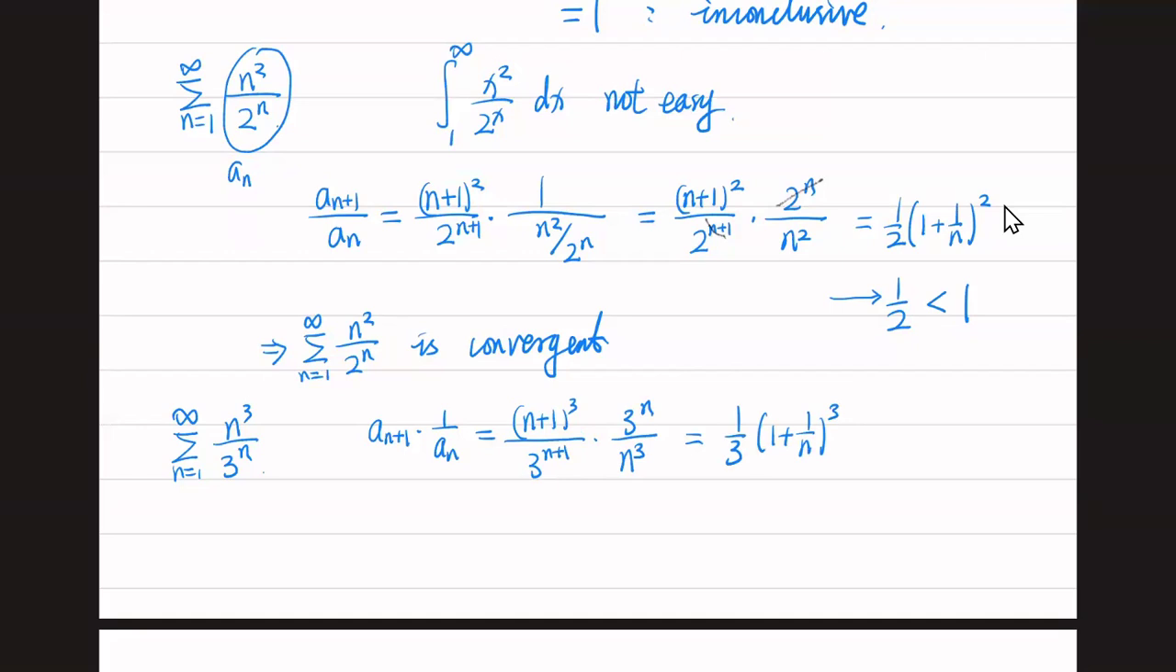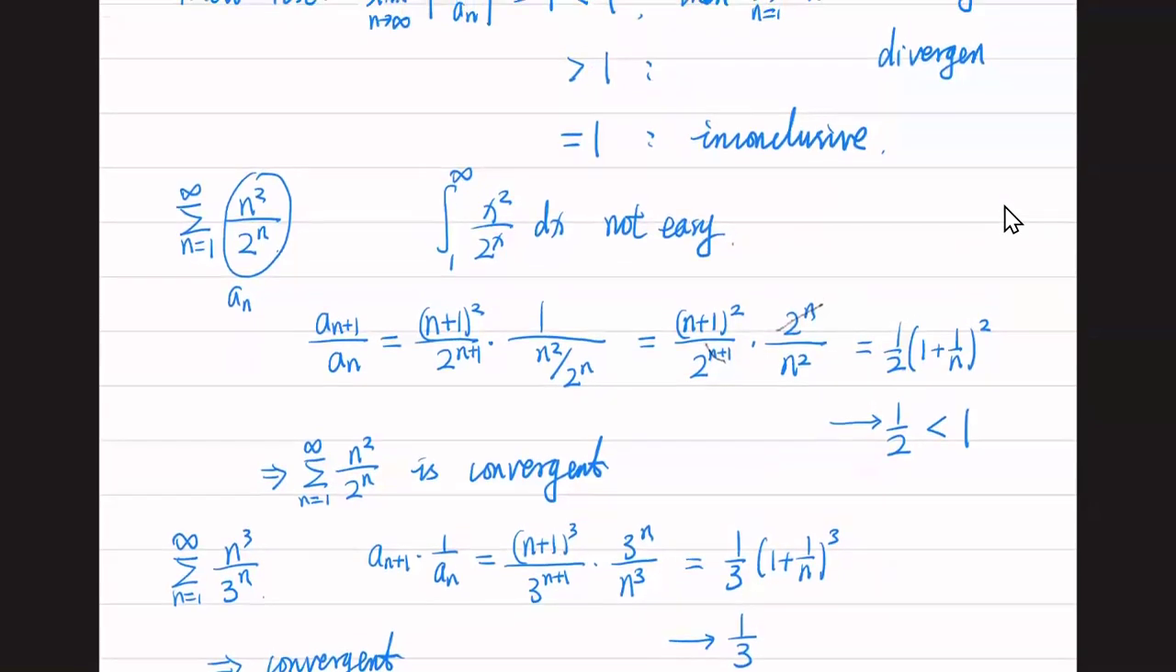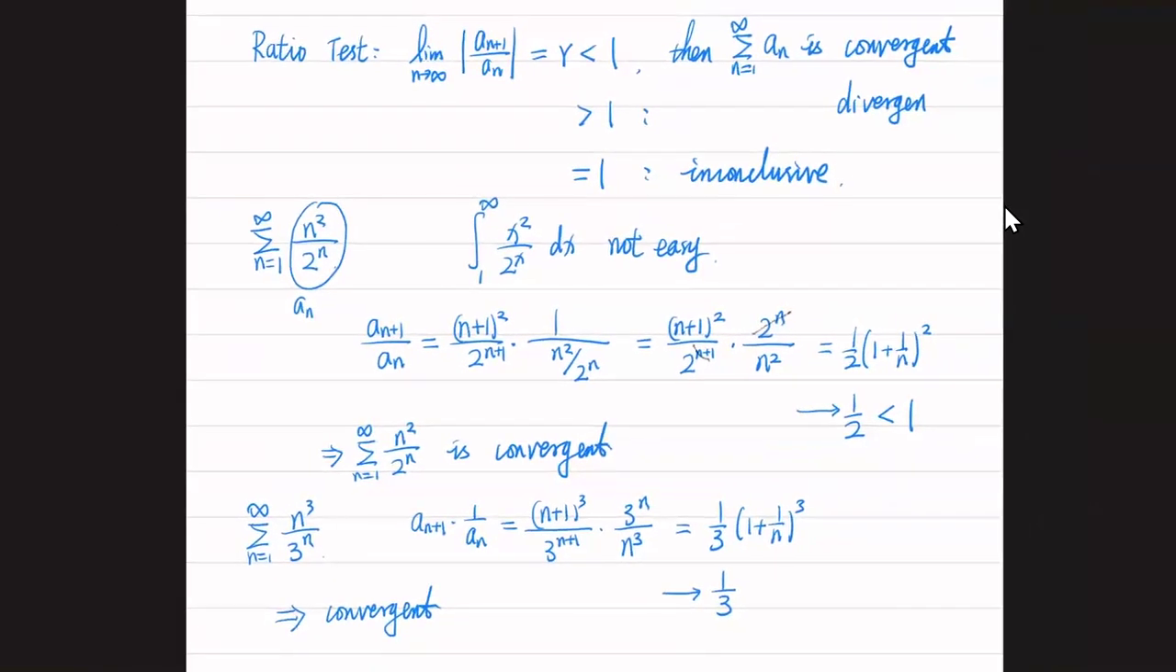Okay, Zichen, what's this limit when n goes to infinity? One-third. This converges to 1/3. Okay, so then by our ratio test, we know this is convergent. So in this ratio test, we compare our series to the model.